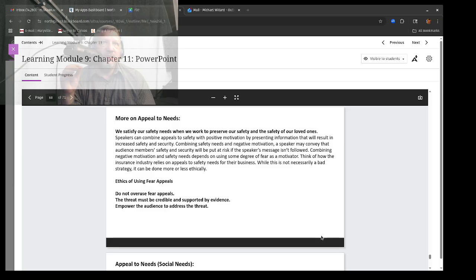If you think about using fear appeals, this is way deeper than a 100, 200 level course, but I'm going to give you this. Don't overuse fear appeals in your personal life because you start to alienate people or create real fear. And if you're trying to use fear appeals, the threat must be credible and supportable by evidence, meaning people must be able to see it, and you can empower your audience to address the threat rather than decide a certain way. You're kind of circling them around to face the fear and attack the fear, not being persuaded to make a different decision.